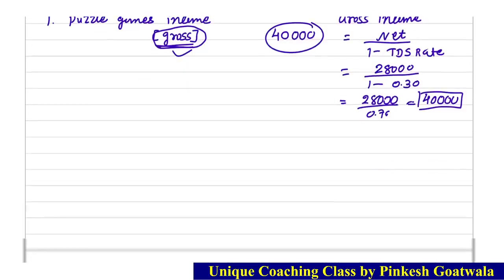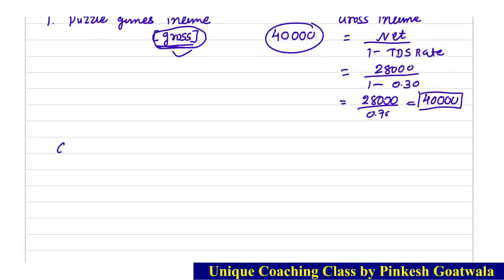Clear? Okay, let's take one more example. Suppose in card games a person gets a net income of 49,000 and TDS is 30%. And one more point, remember it will always be 30%. Suppose this is not given in the question and they say card games net income 49,000, remember TDS is always 30% on this type of unexpected income. If TDS is not given, remember it is 30%. In almost all cases it will be given, but if not given, remember it is 30.